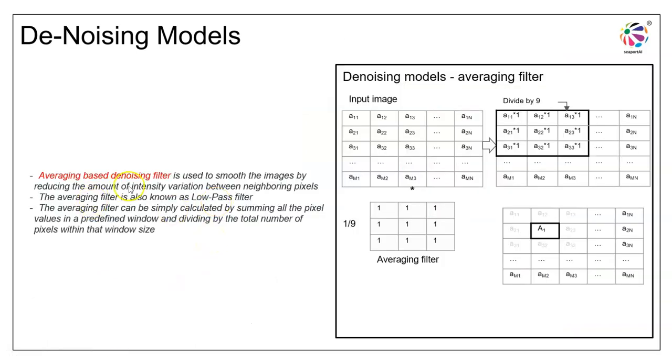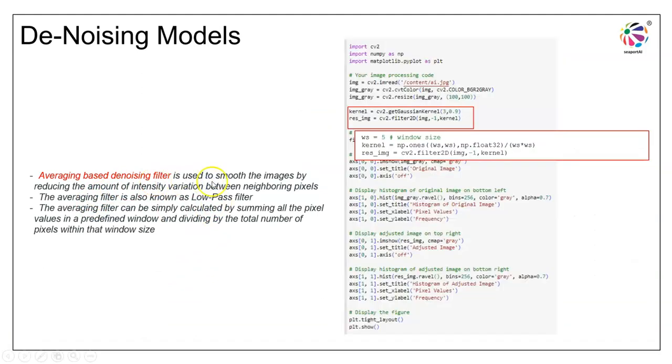If we use an averaging based denoising filter, we need to adjust the code. Here, W equal to 5 indicates the window size. This sets the window size for the averaging filter to 5. This means that the kernel will be a 5 by 5 matrix. The next line creates a 5 by 5 matrix filled with ones and then divides every element by 25, the total number of elements. This gives a 5 by 5 matrix where each element is 0.04.